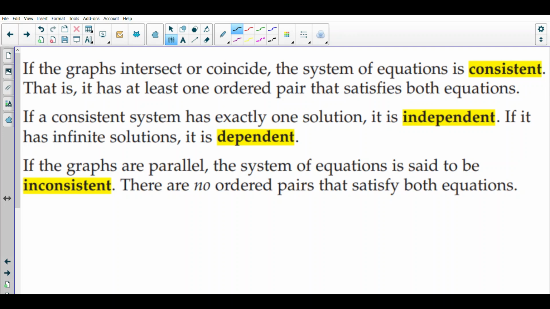So if the graphs intersect or coincide, the system is consistent. That is, there is at least one ordered pair that satisfies both equations. If a consistent system has exactly one solution, it is independent. If it has infinite solutions, it is dependent. If the graphs are parallel, meaning they do not touch, the system of equations is said to be inconsistent, and there's no ordered pairs, meaning there's no solution. So on the next slide, there will be a visual representation.